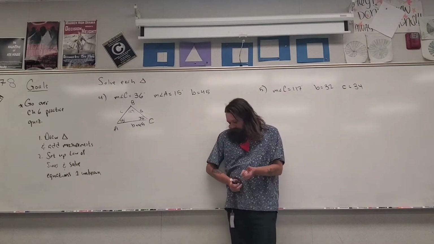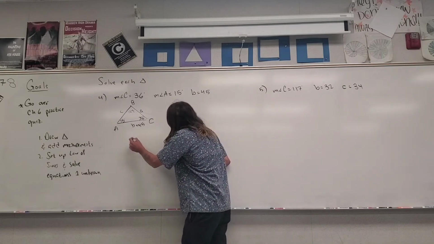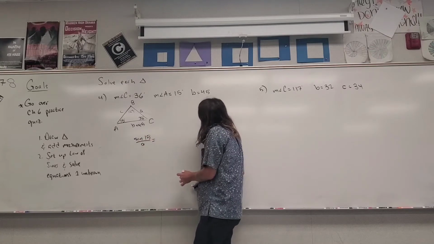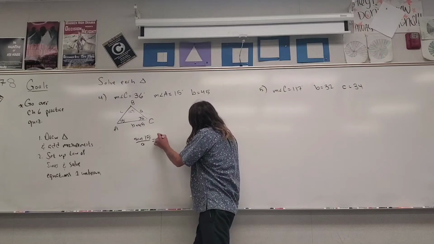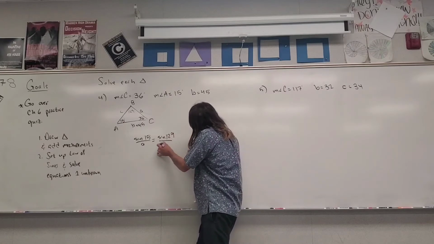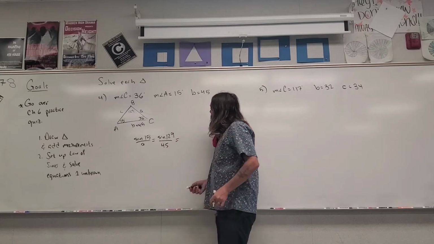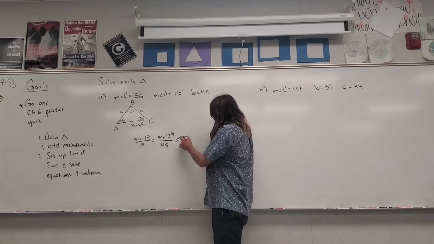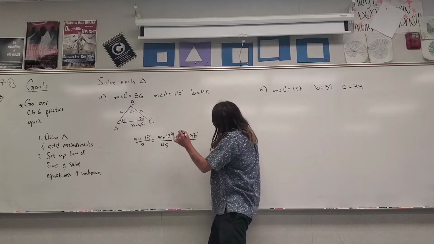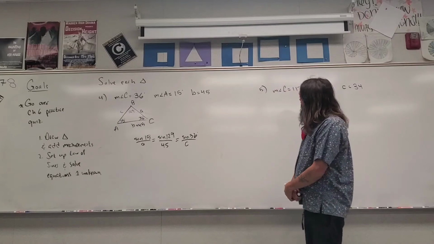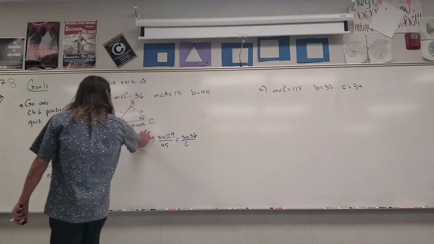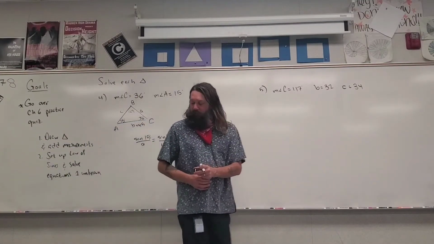So now I can set up the law of sines. It's going to be sine of angle A, which is 15 degrees, divided by its opposite length, equal to the sine of B, which is 129 degrees, divided by its opposite length, which in this case is 45, and that's equal to the sine of C, which is 36 degrees, divided by its opposite length. All right, so I have 2 equations with one unknown. I can solve for A with this equation, and I can solve for C with that equation. So let's solve for A real quick.